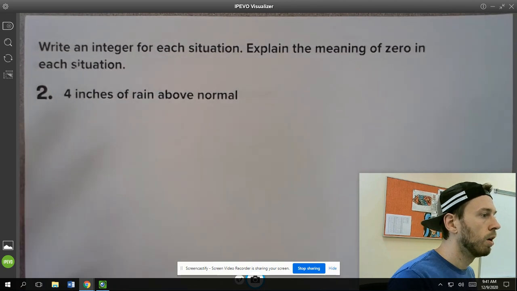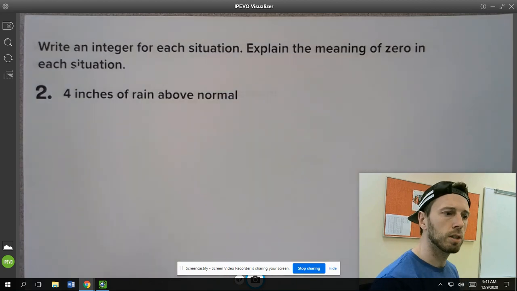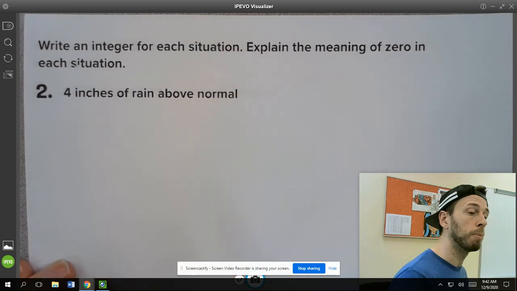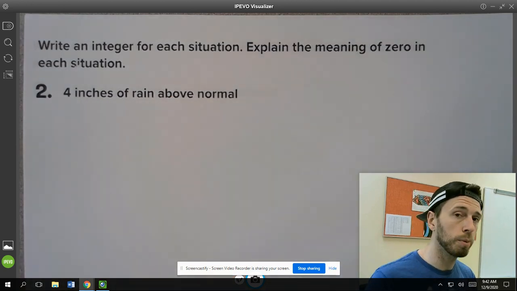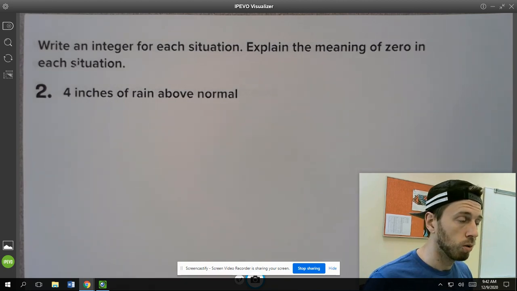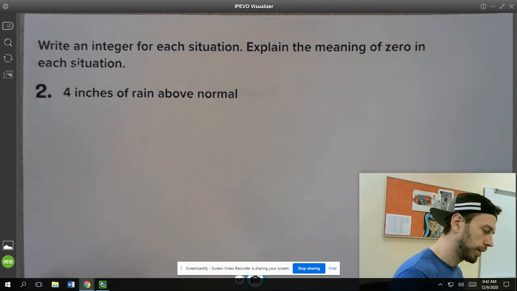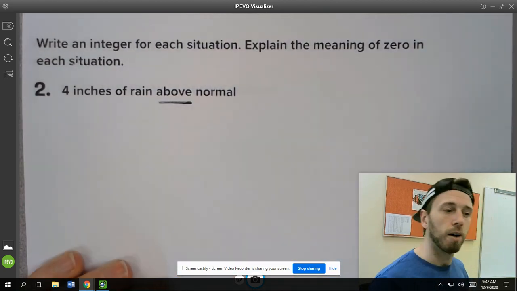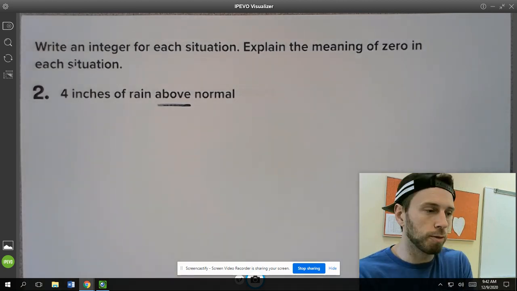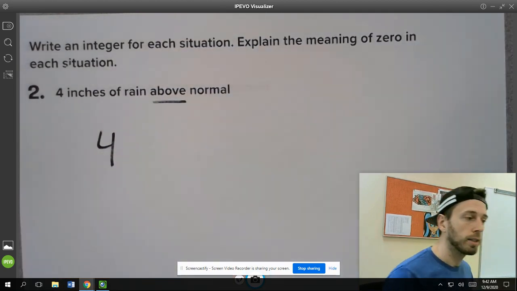Next one, write an integer for this type of situation. So go ahead and think about this situation right here, and let's see if you understand this. Right, 4 inches of rain above normal. Consider what we would think to be normal, okay, or the idea of normal. What would 4 inches above rainfall? Key word here: above, right? If we're talking about positive and negative numbers, above would probably mean positive, below would probably mean negative. So what we're talking about here is a positive 4.